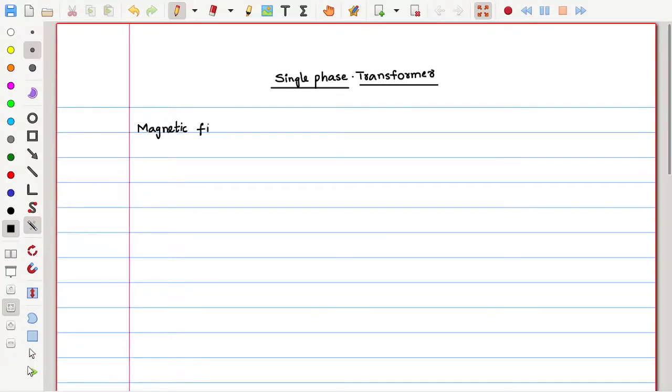Okay. So let me recap about the magnetic fields. Usually these magnetic fields are invisible in nature, but we can feel them, just as air is not visible, but we can feel the air. In the same way, these magnetic fields are not visible, but we can feel them.